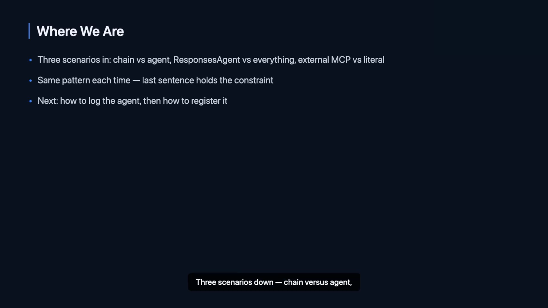Quick checkpoint. Three scenarios down. Chain versus agent. ResponsesAgent versus the alternatives. External MCP versus a hard-coded literal. Notice the same shape each time. The last sentence held the constraint, and the constraint did the eliminating. Next, we're going to walk through how that agent gets logged, and then how it gets registered.